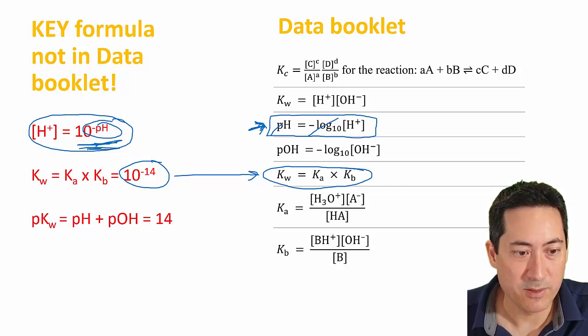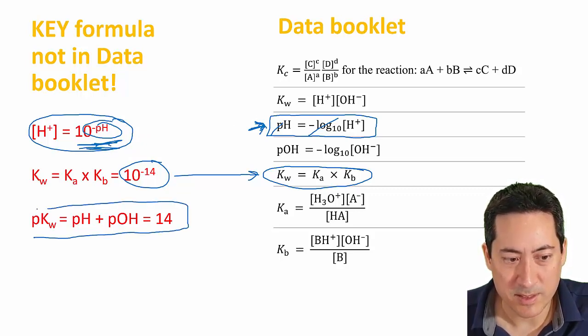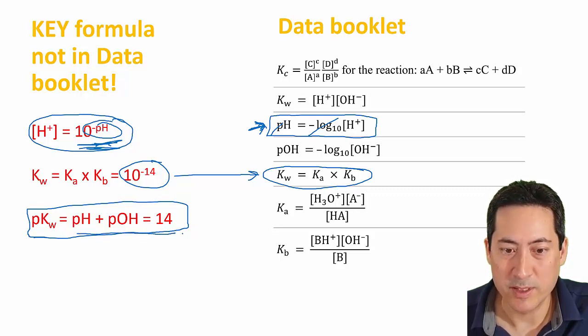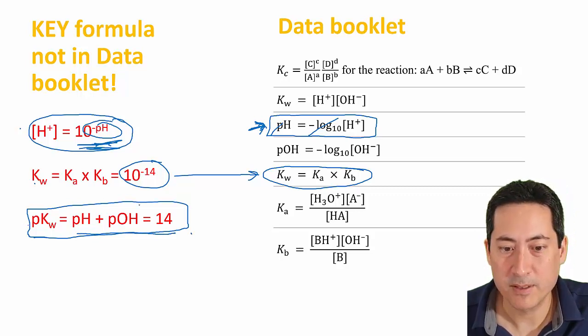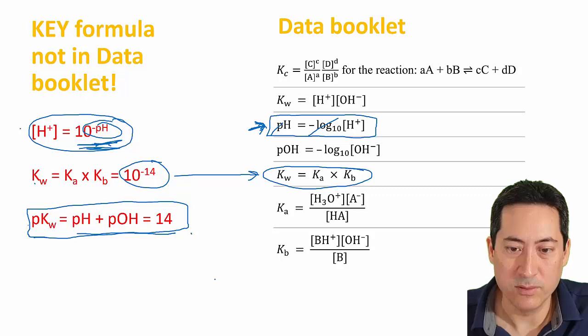It also makes life a lot easier and a lot faster to have that. And this one seems to be missing as well. Maybe the syllabus just thinks it's too easy to have that in there. But just to know, pH plus pOH is 14. So I think these three are necessary, okay? And they're not in your data book.